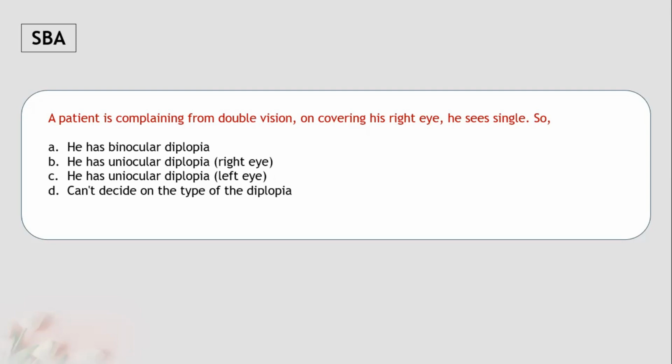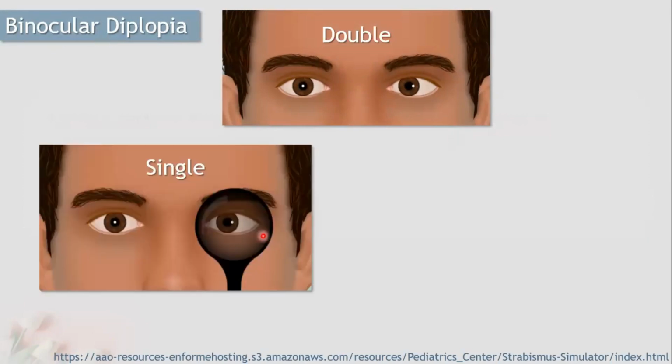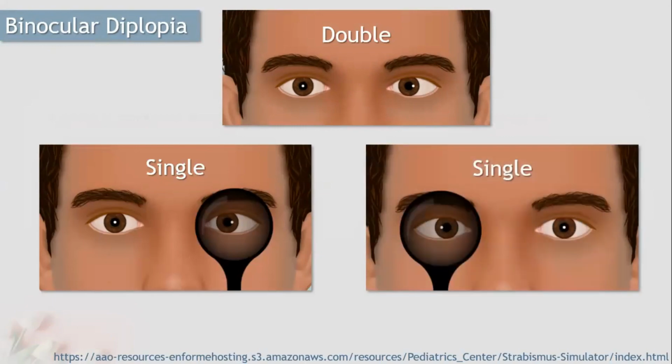In order to diagnose binocular diplopia, it's not enough to cover one eye. Imagine now this patient has esotropia and he has double vision. To verify, you have to cover, let's say, the left eye, and the patient will say, I'm seeing single now. Then you cover the right eye, and the patient will say, I'm seeing single now. So the definition of binocular diplopia is diplopia that disappears on covering either eye.